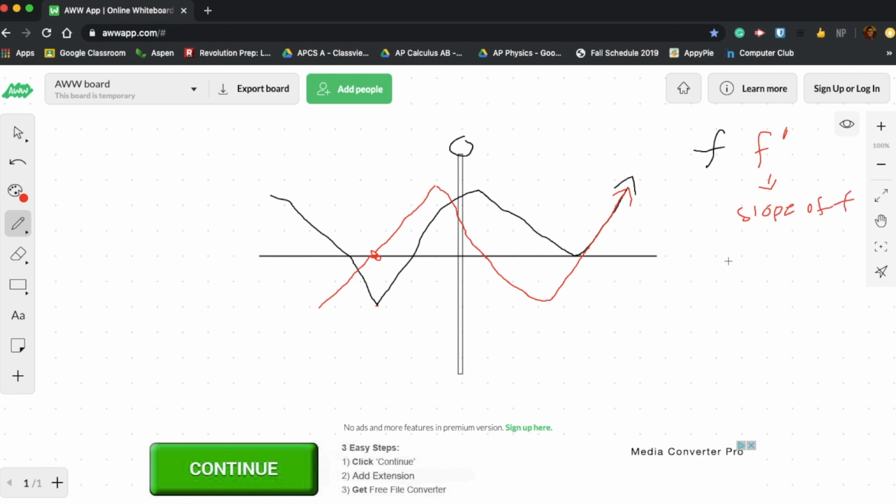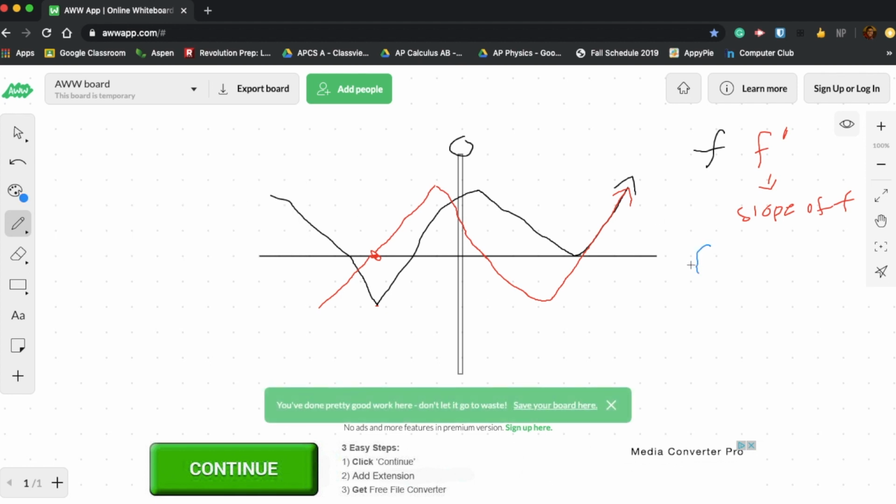Slope of f. Okay? As you can see, the slope's going down. Then as the slope goes up, the derivative's above the x-axis. Slope goes down, derivative's lower than the x-axis. Up, it's above. That's what you should know about f prime, or the derivative of f. Now let's talk about f double prime, also known as the second derivative.